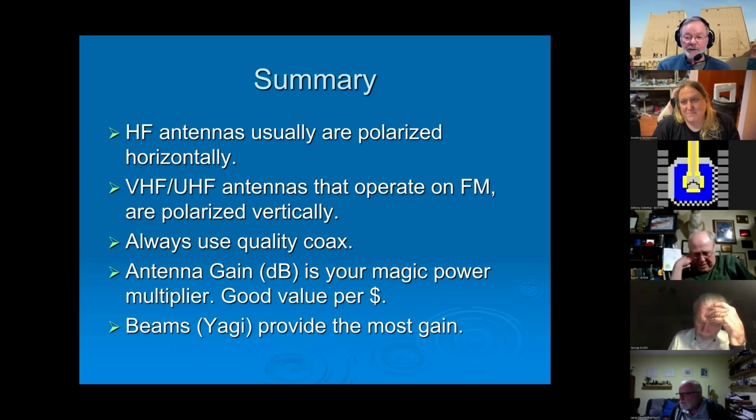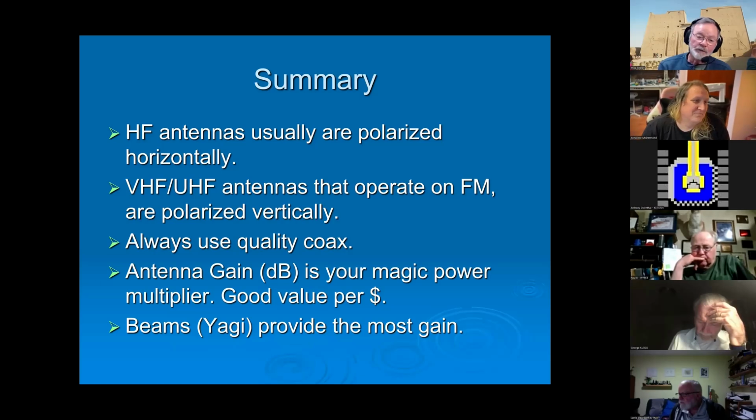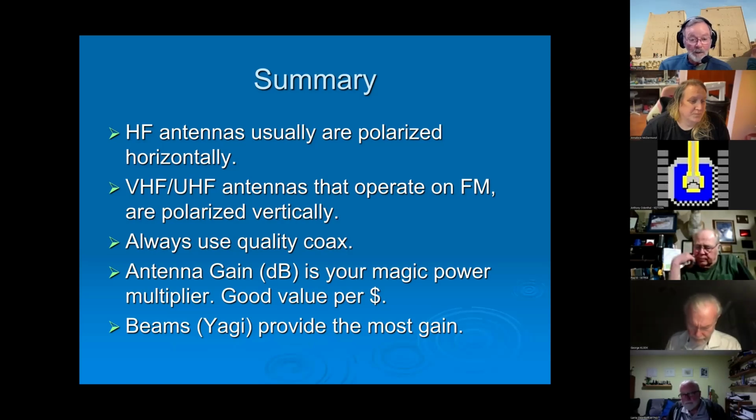So VHF, UHF antennas, normally you operate those on FM, and you always keep them vertically polarized when you do that. The exception is if you want to do sideband and do some of the more weird stuff out there on VHF, UHF, then you'd probably have an antenna that was horizontally polarized.